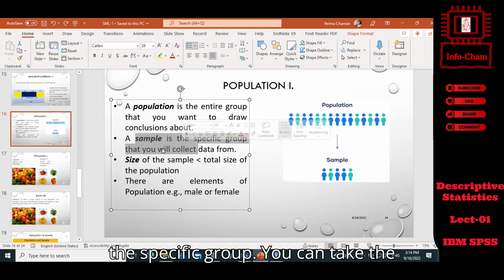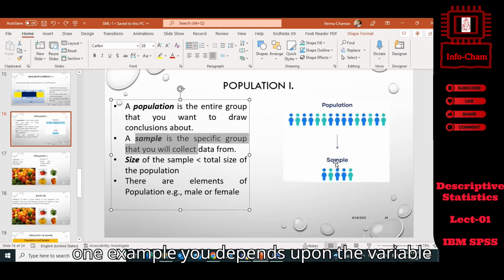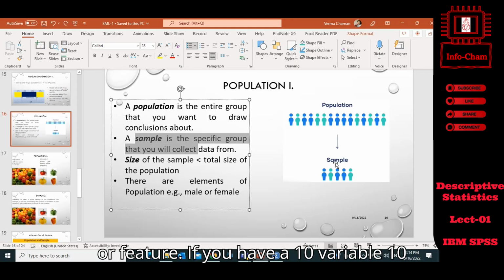It can be a specific group. You can take the sample from here. It can be 100, it can be 200, it can be 50, it depends. But usually we say it should follow a ratio of n to 1. It depends upon the variables or features. If you have 10 variables, 10 features, it should be multiplied by 10, so it should be 100 samples.